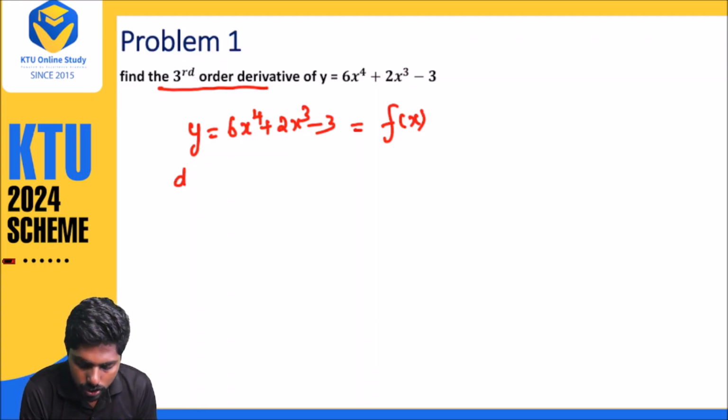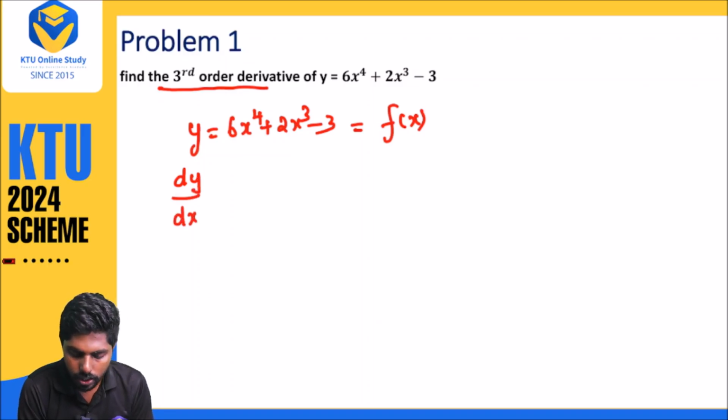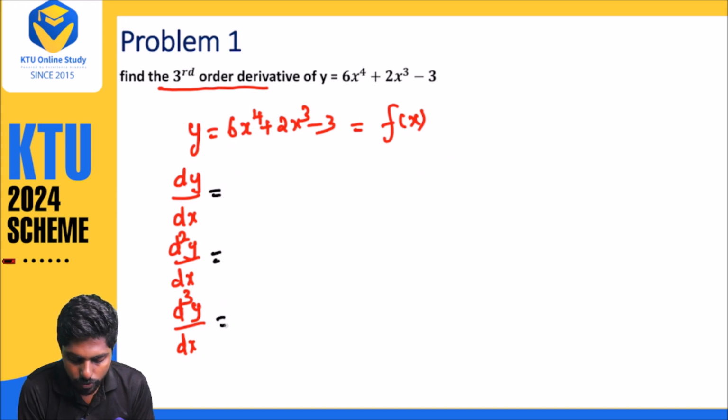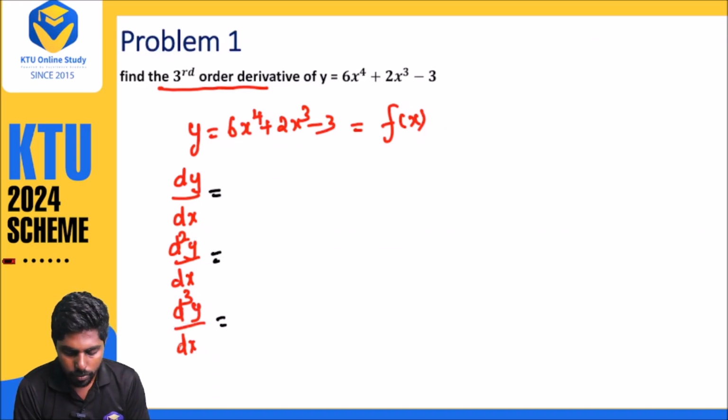So we know the first order derivative is dy by dx, the second order derivative is d square y by dx square. What is the third order derivative? That is d cube y by dx cube. This is the thing we want to identify, and here y equals the given function of x. This is the condition.